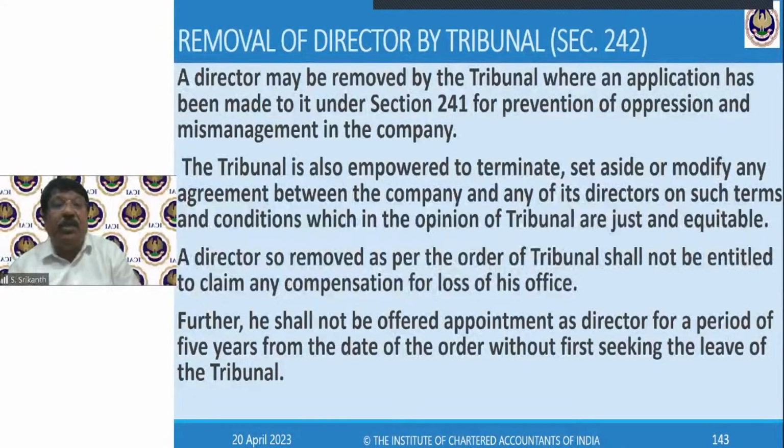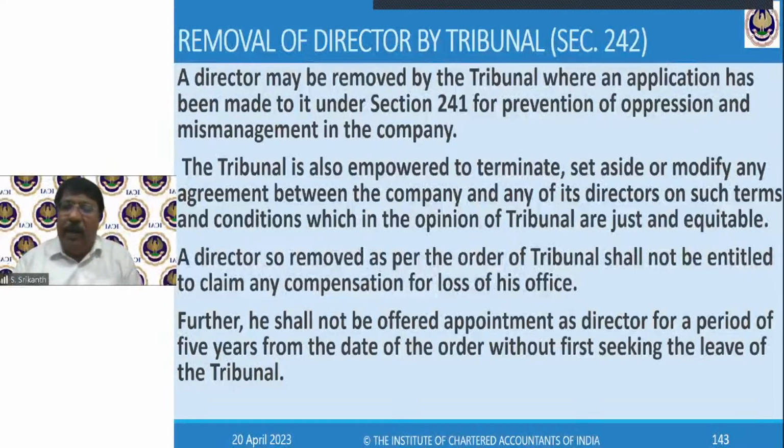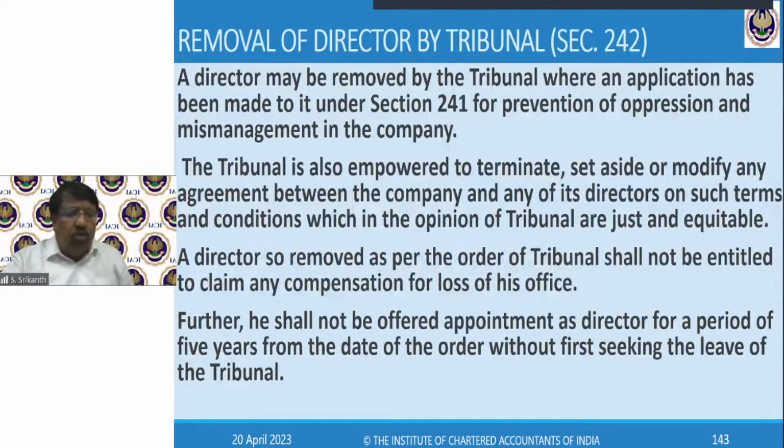One of the powers is to terminate or set aside or modify any agreement between the company and any of its directors, including the MD or any director. So the tribunal has the power to remove a director under 242 when there is an application pending under section 241. They go through it and see that this gentleman has behaved so badly, has mismanaged, has done fraudulent things. So immediately the first thing, remove that person. So that is called removal by tribunal.